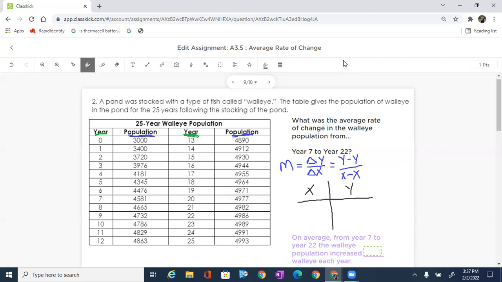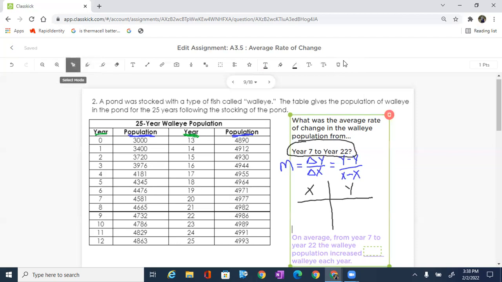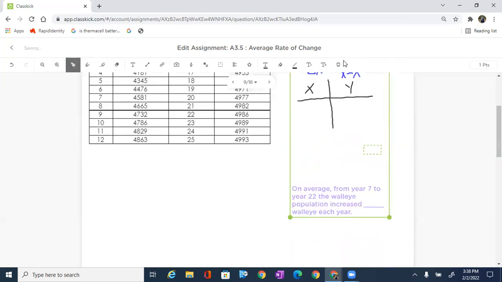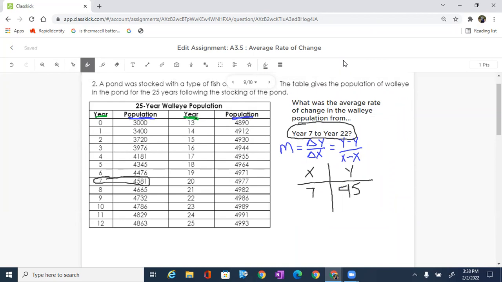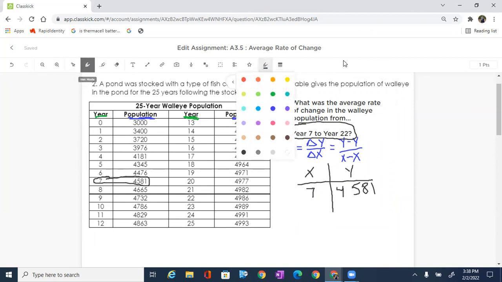So it says, what is the average rate of change in the walleye population from year 7 to year 22? So from year 7 to year 22. Okay, and when we look for year 7, we're just going to go to the table. We're going to say, well, year 7 was right here. And that point is 7 and 4,581. So I'm going to input that into our table. 7, 4,581.